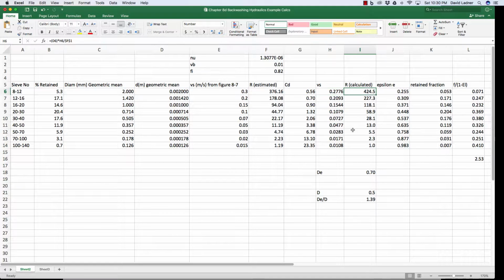There's our settling velocity. And then we have the Reynolds number again. This is a calculated Reynolds number, because the previous Reynolds number was estimated from the estimate of the settling velocity from figure 8.7. So now we're going to calculate the Reynolds number. The confusing thing here is that this Reynolds number does not use the shape factor, whereas back over here, see the F3 there? That had the shape factor in it, but this one does not.